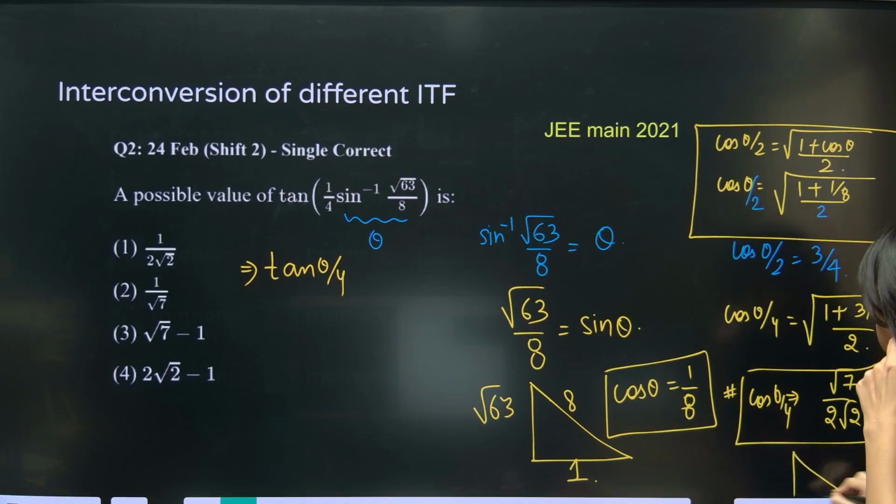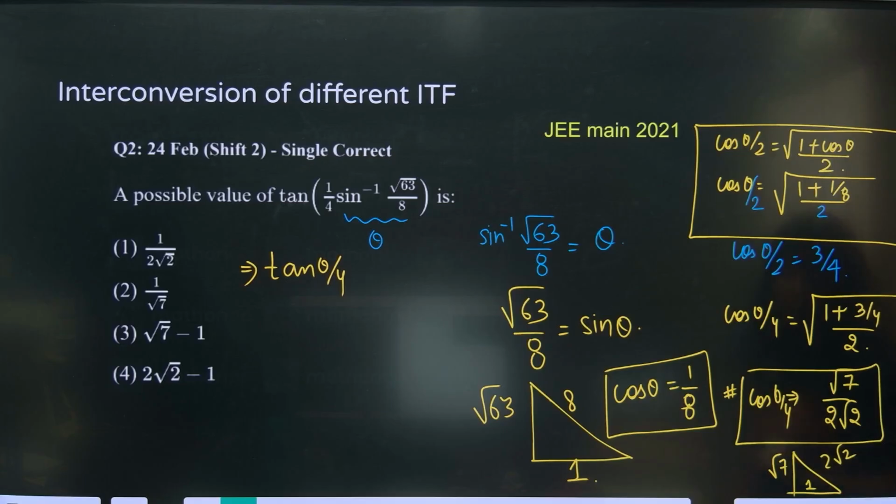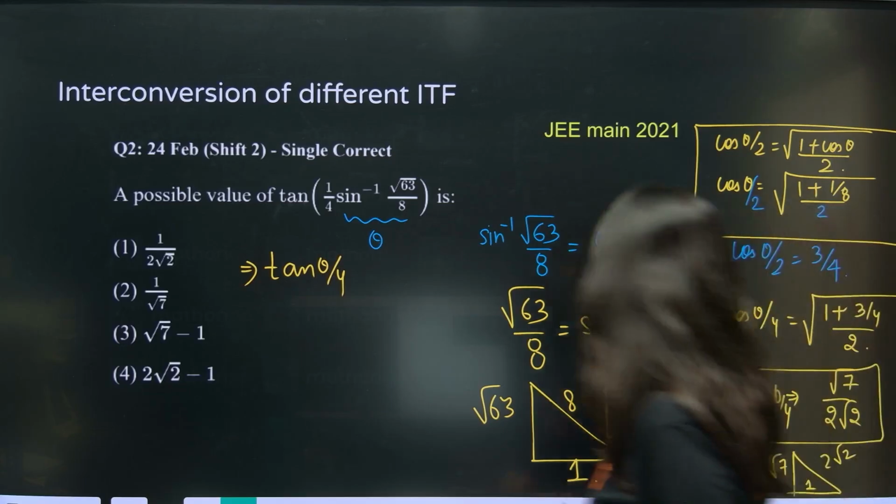Now, cos theta by 4 you have, correct? So you can again draw this thing. So 2 root 2 is this, root 7 is this. So it is going to be 1. So what is the value of tan theta by 4? Tell me. Ma'am, it is going to be root 7.